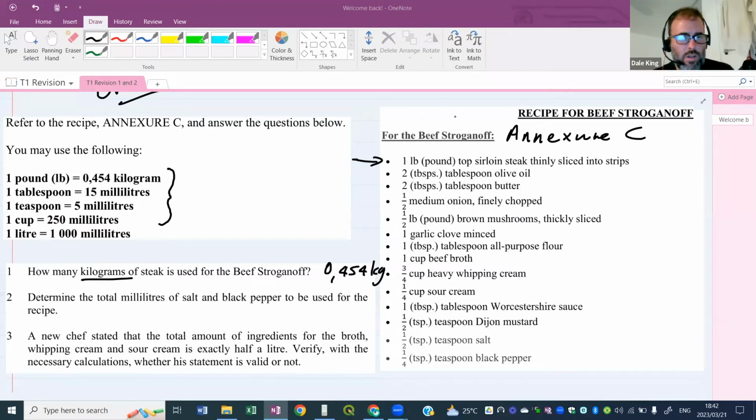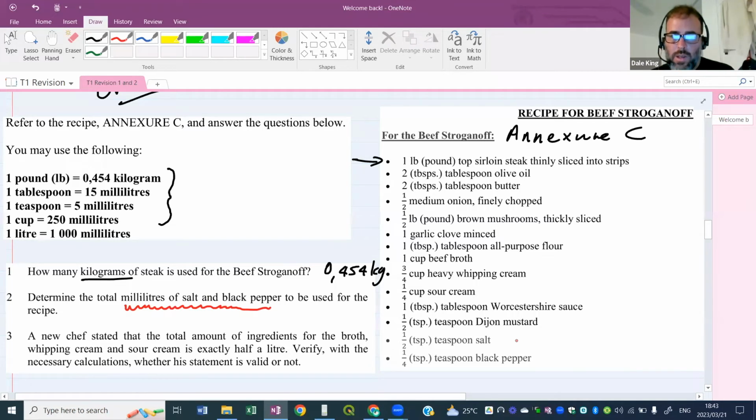Determine the total milliliters of salt and black pepper. Now, that's a strange thing to say, millimeters of salt and black pepper, because milliliters are usually things for liquids, but let's just go with the flow here. So milliliters of salt and black pepper.